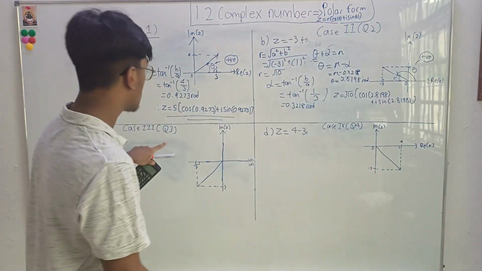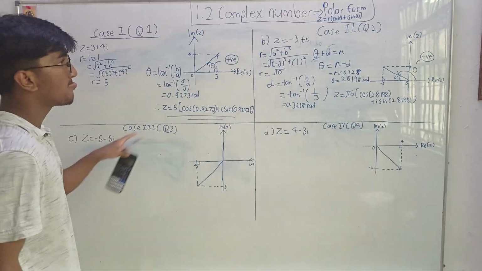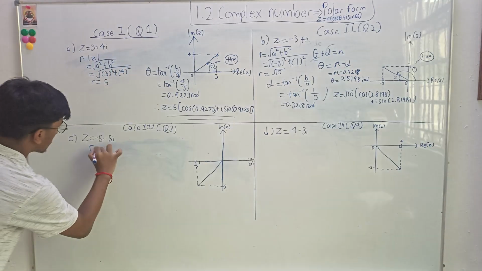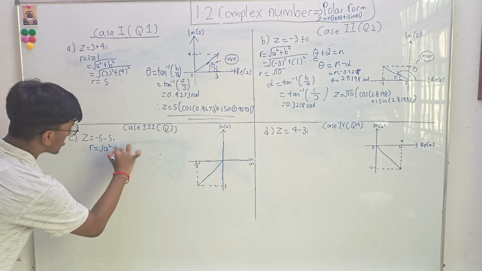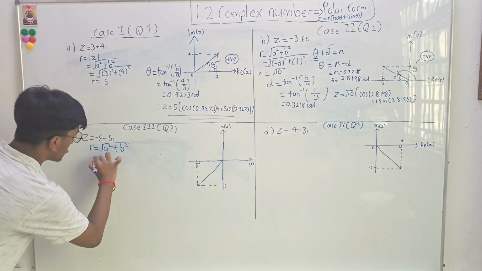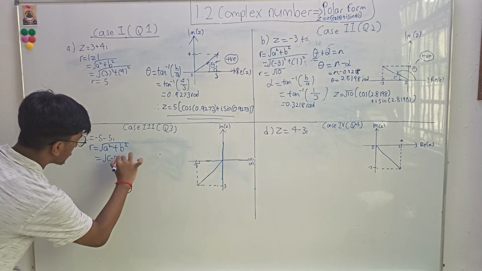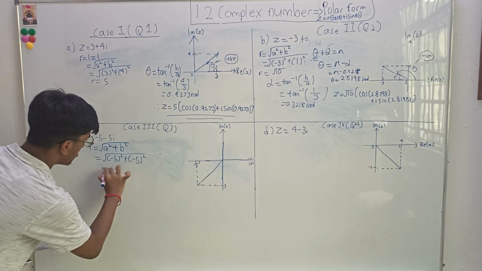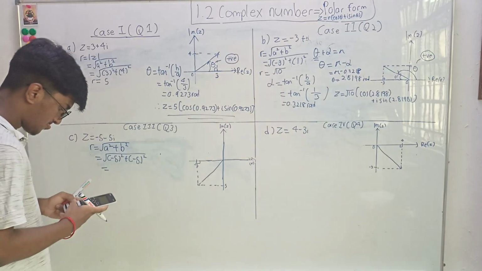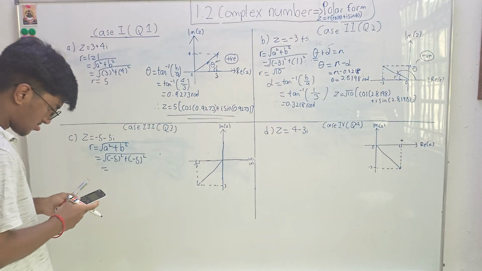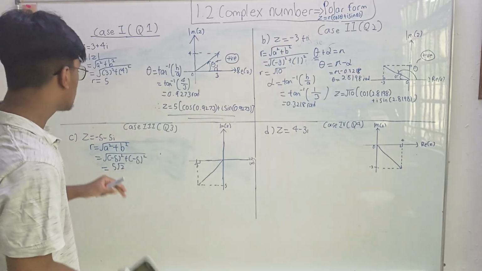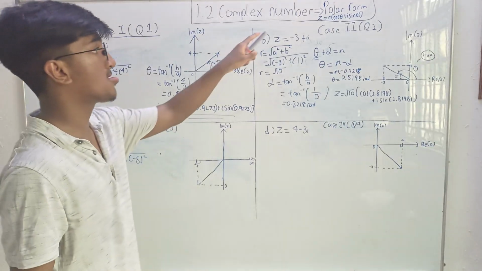Now let's do quadrant 3. So the first step, find your r, which is the modulus of z. So r equals the square root of a squared plus b squared, which is negative 5 squared plus negative 5 squared. You will get 5√2. So after finding your r, you need to find your theta.